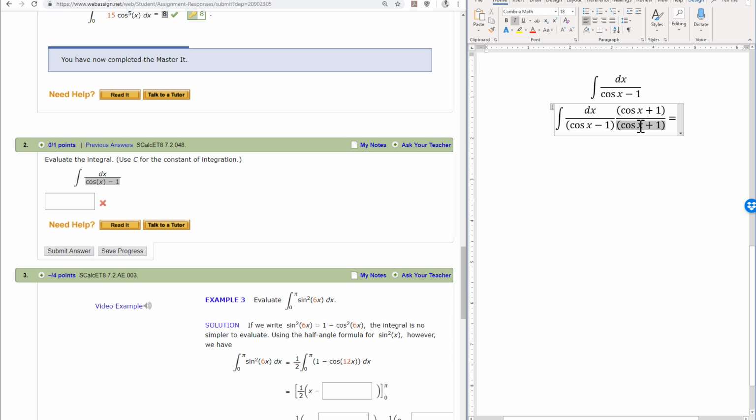So the other factor, if I were to multiply the bottom by cosine x plus 1, I would get cosine squared x minus 1 in the denominator. But that means I have to multiply top and bottom by cosine x plus 1. So then our integral should be: the numerator is just going to be this cosine x plus 1, and then our denominator would be this, except it'll be squared cosine, the difference of two squares. So let me put the square on.